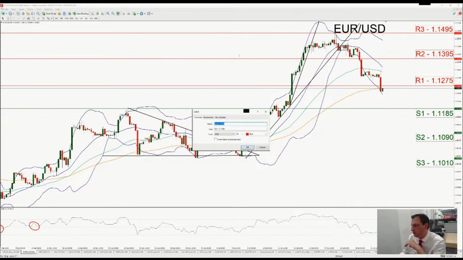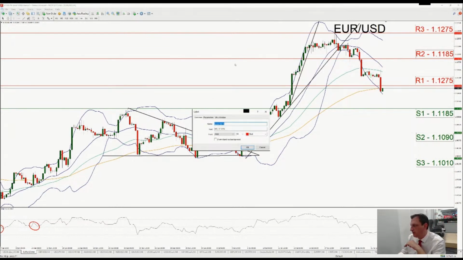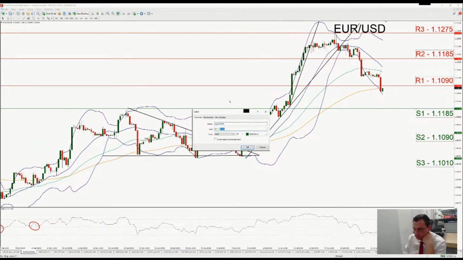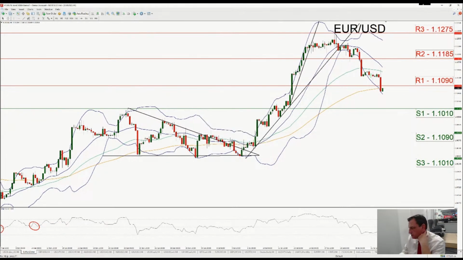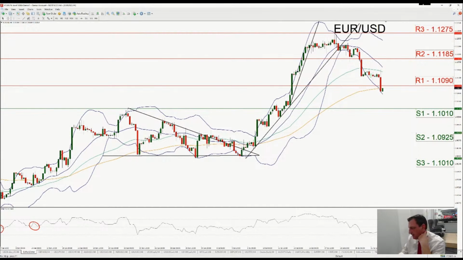Starting with the R3, which is now being placed at 1.1275. The R2 at 1.1185. The R1 at 1.1090. The S1 at 1.1010. The S2 at 1.0925. And the S3 at 1.0835.